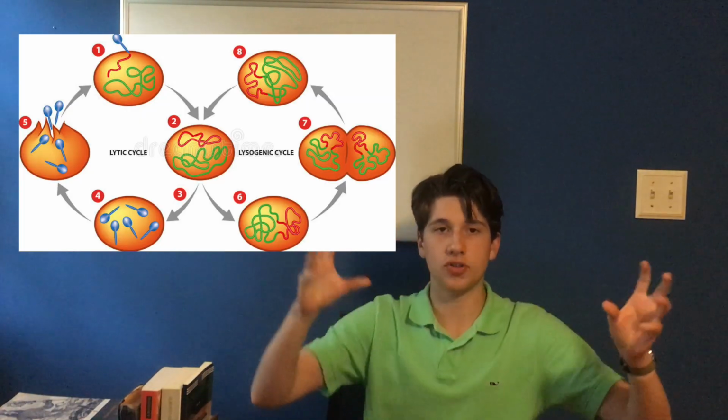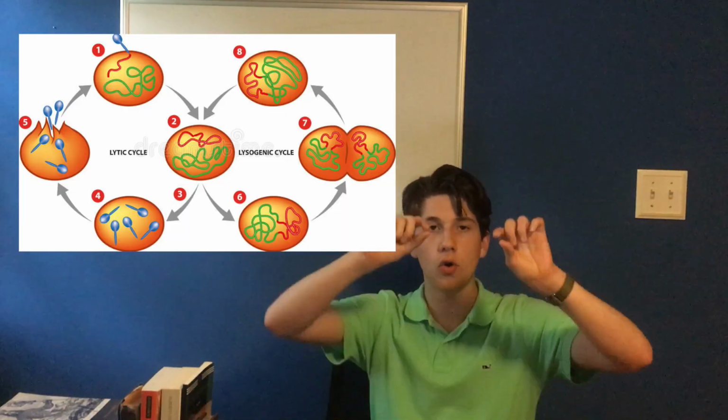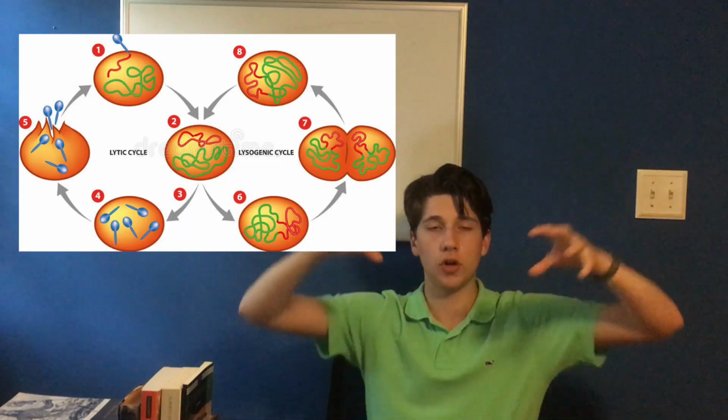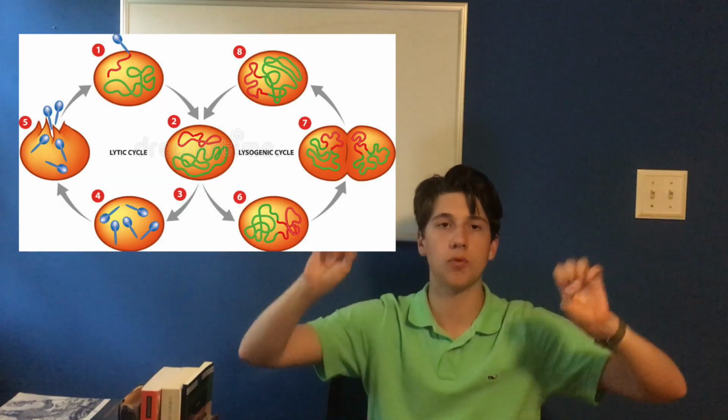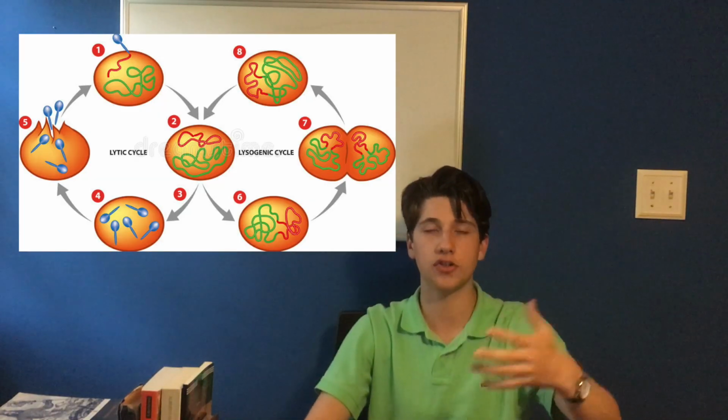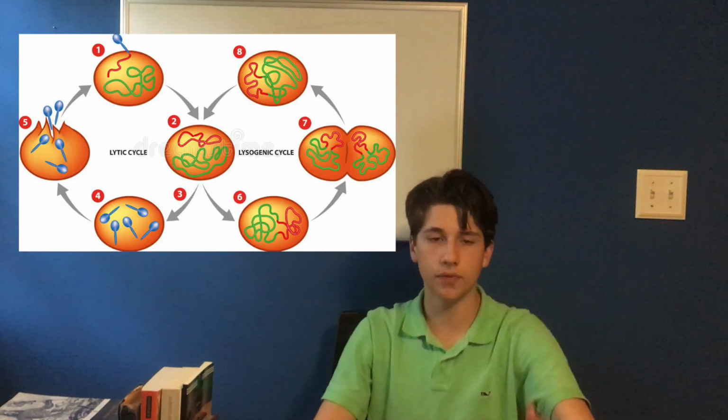the cell is going to burst in a process called lysis, and then all those viral proteins that have been reproduced are going to infect their own cells. And then imagine that process over and over and over again. We're going to eventually have tons of viruses.